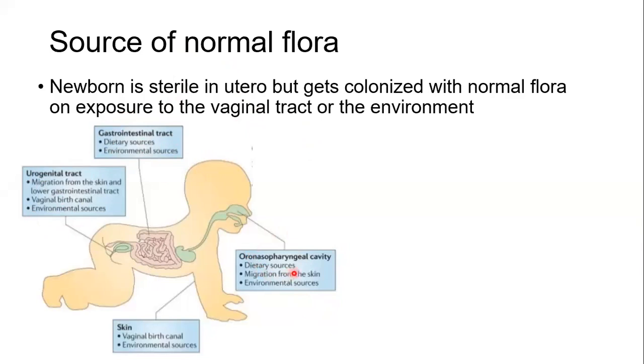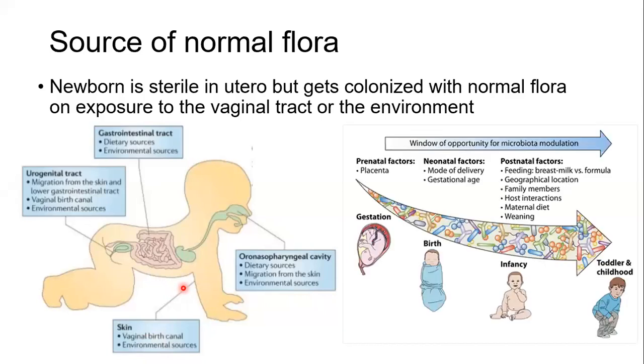There is the oral nasopharyngeal cavity that's based on what they eat, migration from the skin, environmental as well, and the skin itself, as they track down the vaginal tract, they are acquiring normal flora on their skin and also from environmental sources. And the amount of bacteria tends to increase over time.